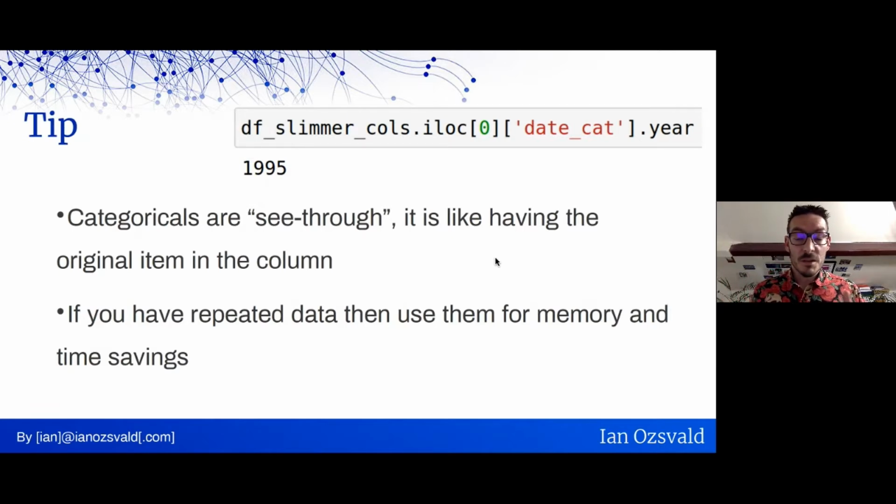I mentioned that you can do this on date times as well. So here at the top, for example, I'm getting my date cat and then I'm calling .year and I get the year out from that date time field. I didn't have to do anything to deal with the categorical type. All those operations are passed through. So if you've got lots of repeated dates or strings, categoricals are brilliant. Definitely think about using them if you've got these repeated instances on large data frames. It really can have a big impact.